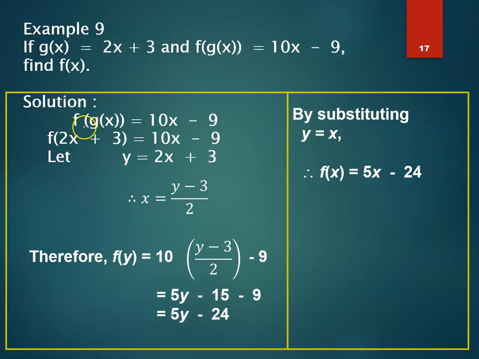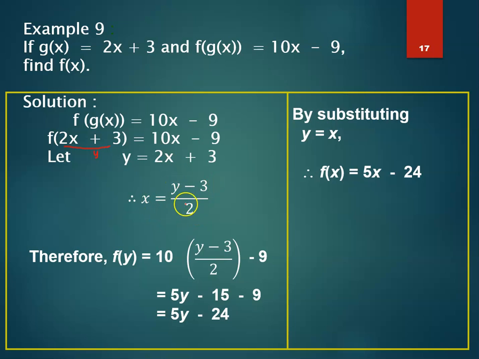So you have f(g(x)). When you decompose it, you have it like this: f(g(x)) is actually f(2x plus 3), equal to 10x minus 9. So now we're going to let this whole thing be y. To make it easier, instead of writing down this whole function, you're just going to write it as y. We let y equal to 2x plus 3. So now from here, you're going to rearrange it so that you get only a single x, single x in terms of y.